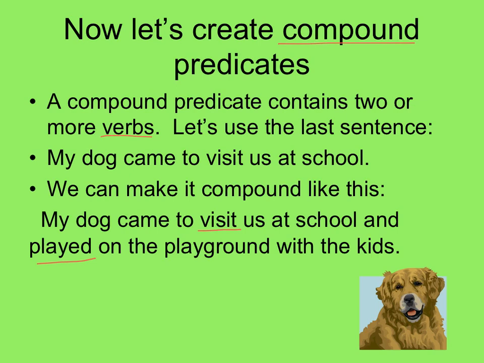So the dog did two things. He came to visit and he played on the playground. So came is the action word, which begins the long compound predicate. Came to visit us at school and played on the playground with the kids.